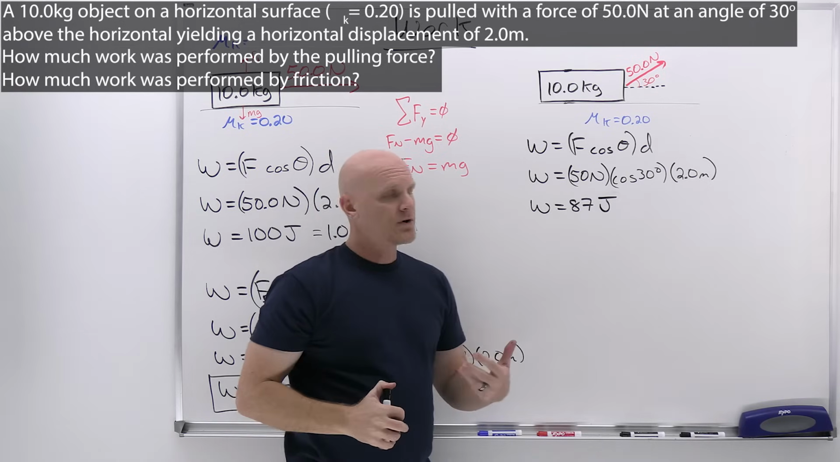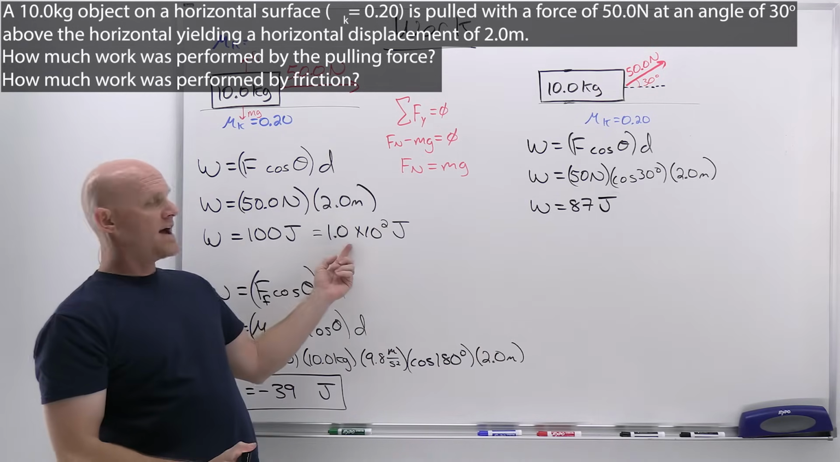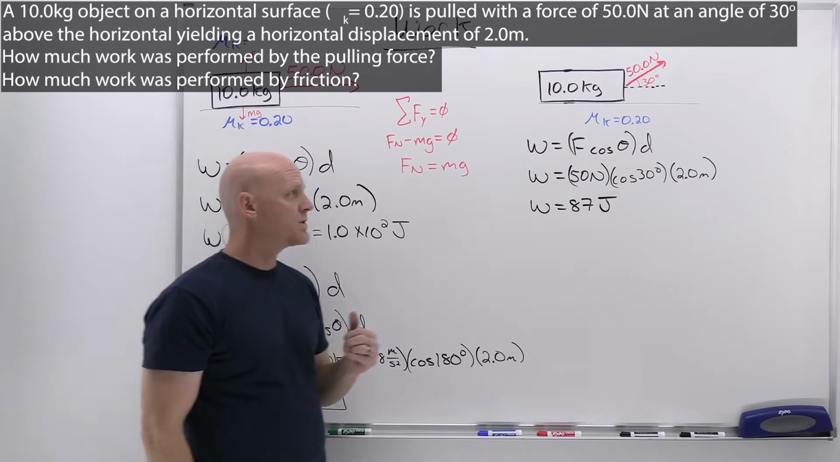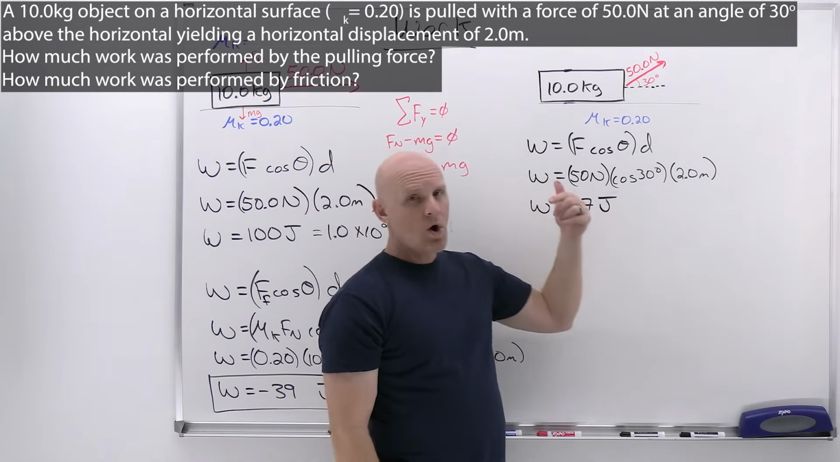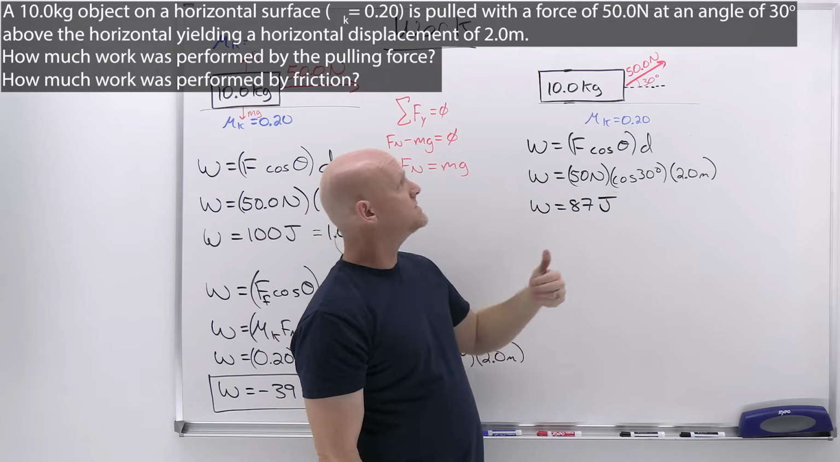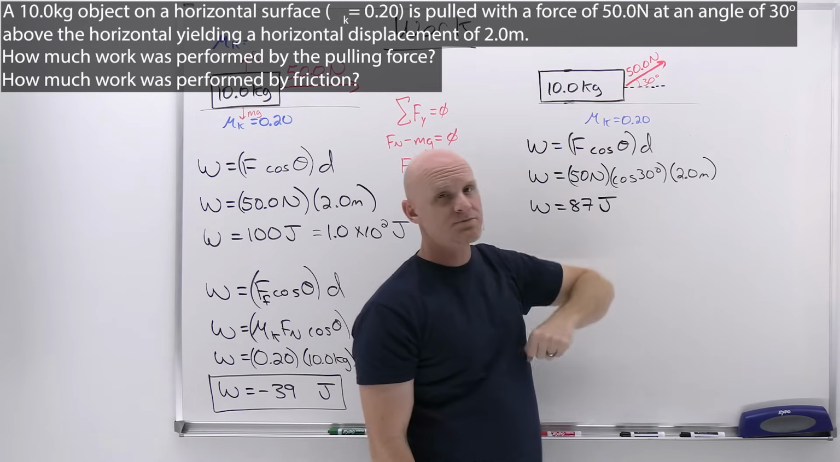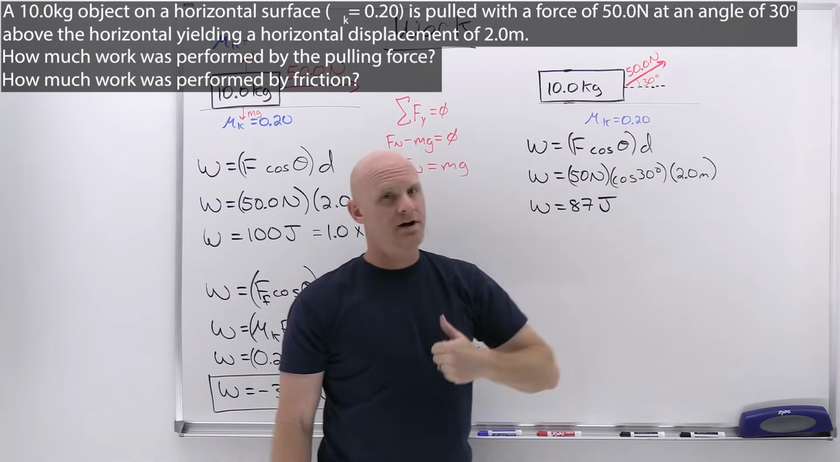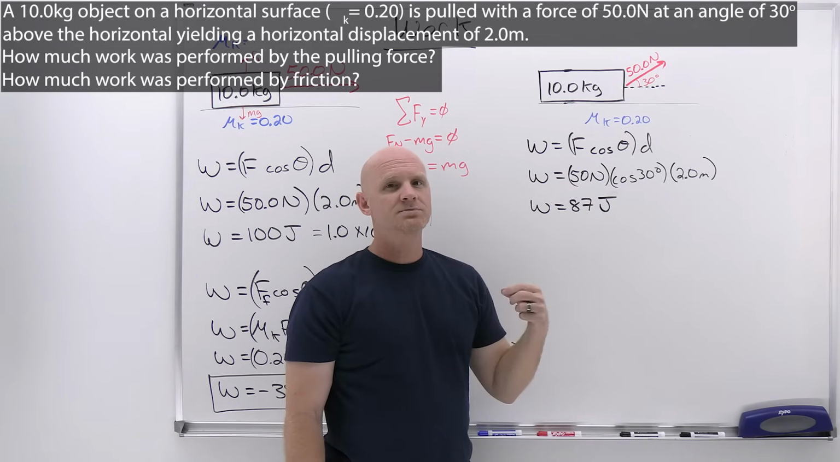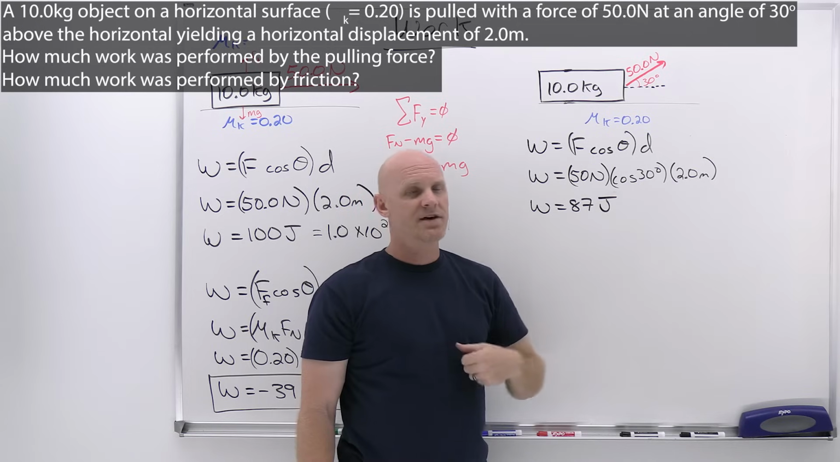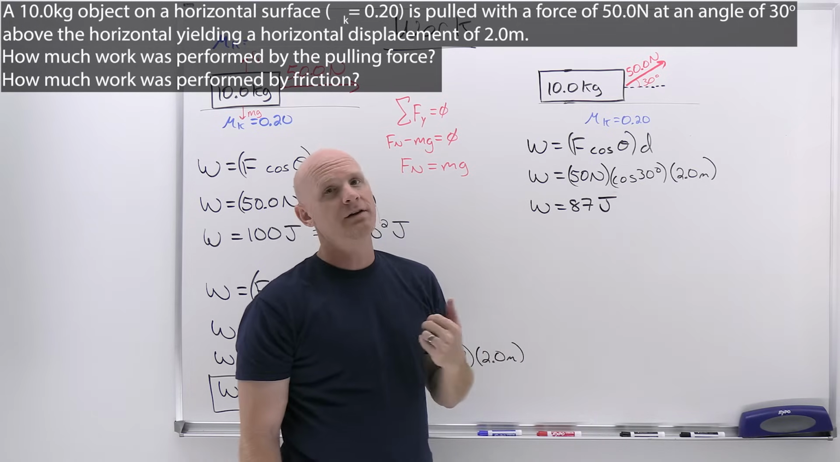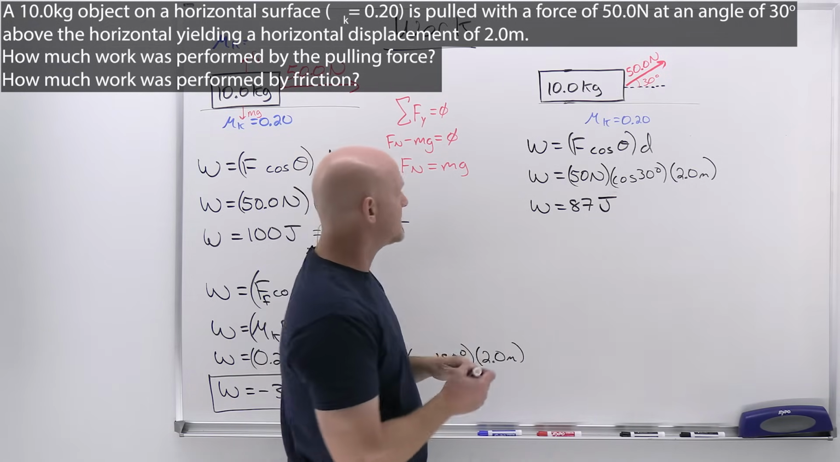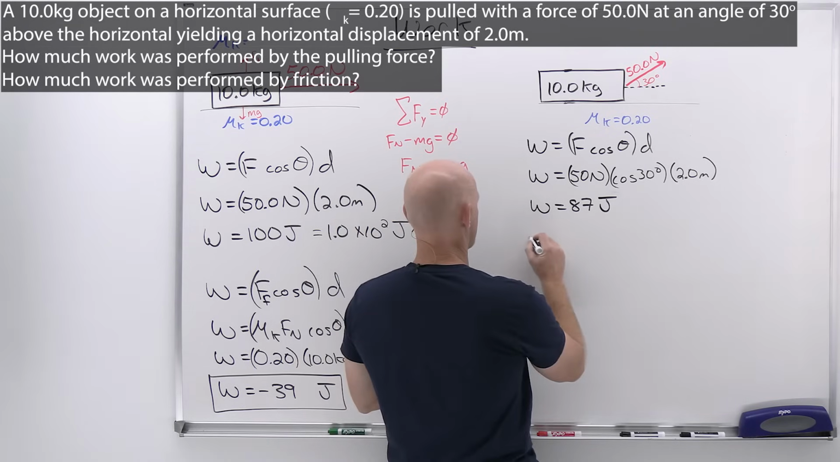Now, notice this is smaller than the 100 joules we had right back here done by the pulling force. And in this case, because not all 50 newtons is pointed in the direction of the displacement like it was back here, now only a smaller component of it. Same displacement of 2 meters, but a lower force in the direction of that displacement, leading to less work done by that pulling force. Now we've also got to get the work done by friction here.